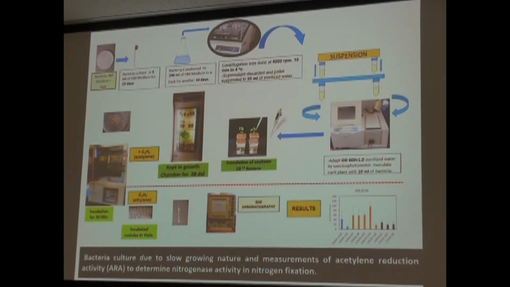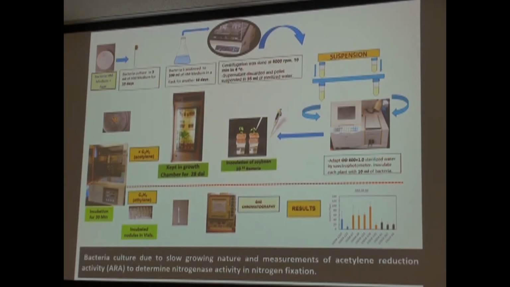After 28 days, nodules were removed and placed in vials, and acetylene gas was injected inside and left for 30 minutes. The nitrogenase within the nodules was responsible for reducing acetylene to ethylene. That reduced gas we were able to measure using gas chromatography, and it gives us the extent of nitrogen fixation. I will go directly to the results.